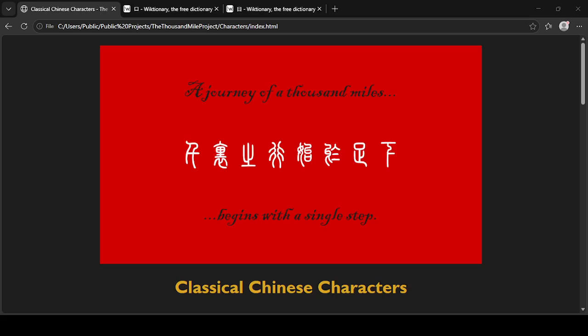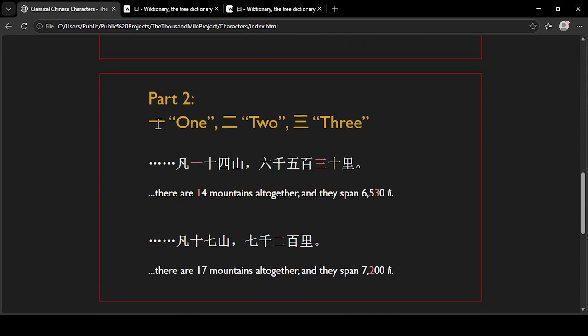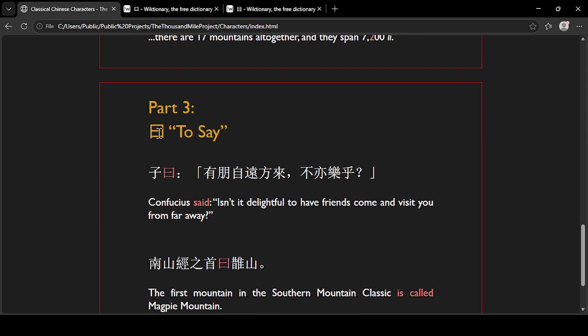Today I'm going to be talking about a character that means to say. It's built up from two of the characters that we've already discussed so far in this series, mouth and one. I'll scroll down here and show you. So this square-shaped character means mouth, and this of course means one. And the character we're talking about today is this one, which means to say.